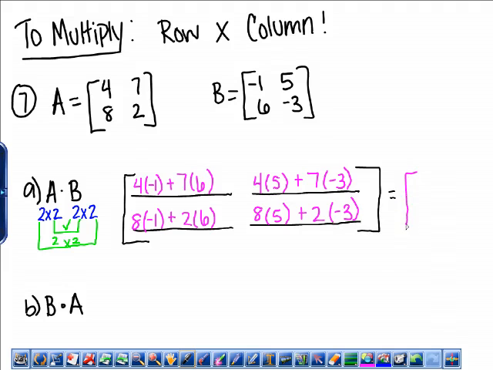So, negative 4 plus 42, what does that give us? 38. 20 plus negative 21 is 1. Negative 8 plus 12 is 4. And 40 plus negative 6 is 34. That is our solution when we multiply matrix A by matrix B. A little weird, but as long as you learn the process.